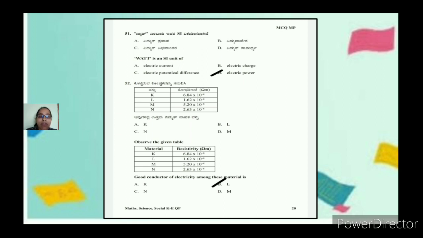K has resistivity in ohm meter as 6.84 into 10 to the power of minus 8. L material has 1.62 into 10 to the power of minus 8. M has 5.20 into 10 to the power of minus 8 as resistivity. N has the resistivity as 2.63 into 10 to the power of minus 8. So the question is, good conductor of electricity among these materials is. So the good conductor is the one with the lowest resistivity of 1.62 into 10 to the power of minus 8.